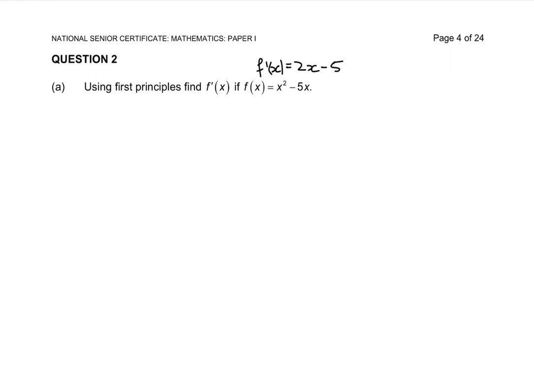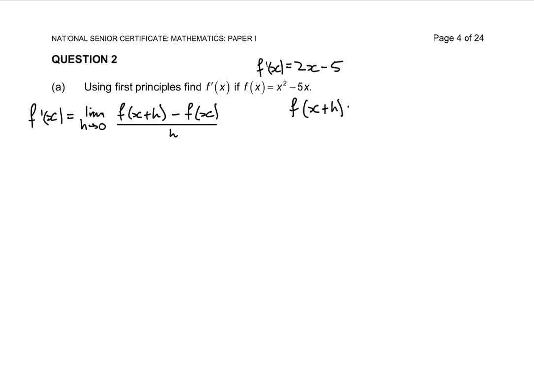Okay, so first of all, what's the formula? Well, f prime of x is equal to the limit as h tends to 0 of f of x plus h minus f of x all over h. Okay, so what is f of x plus h? Well, it's simply f of x where we are substituting in now x plus h every time we see an x. So f of x plus h is equal to x plus h all squared minus 5 into x plus h.